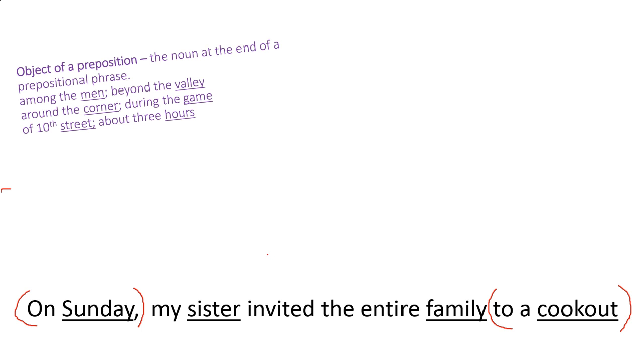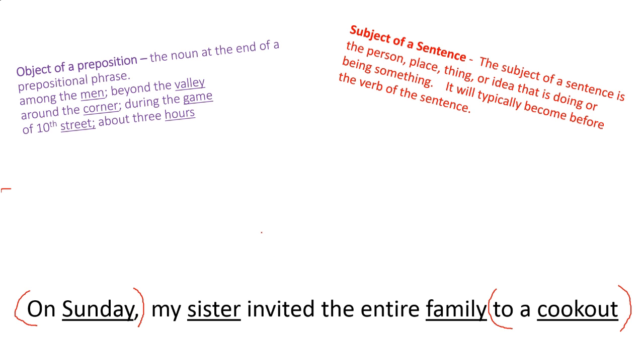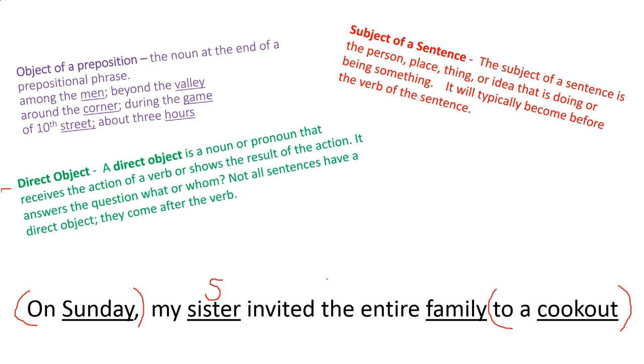Okay, my sister invited the entire family. Alright, so who or what is doing the inviting? It's my sister. So sister is going to be the subject. And who or what was invited? Okay, so that's going to be my direct object. There's nothing else underlined, so there is no indirect object.